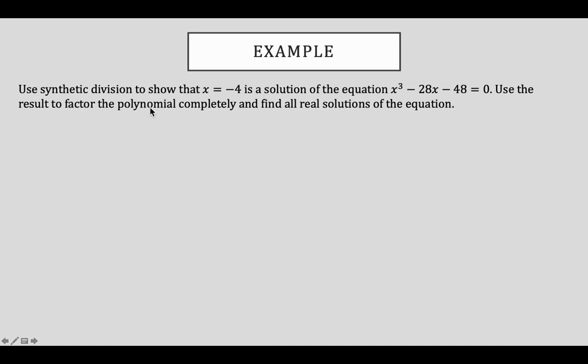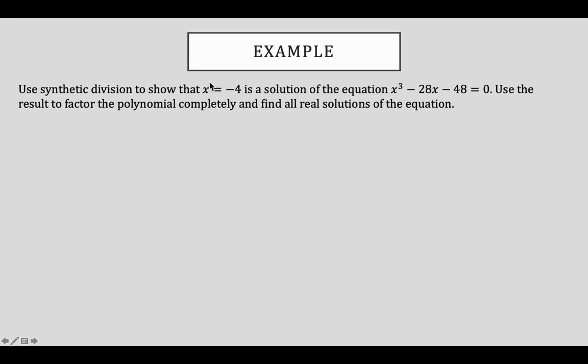Use synthetic division to show that x equals negative 4 is the solution of the equation x cubed minus 28x minus 48 is equal to 0. Use the result to factor the polynomial completely and find all the real solutions of the equation. So if x equals negative 4 is a solution, that means that if I were to do my synthetic division out, I should get 0 as my remainder.